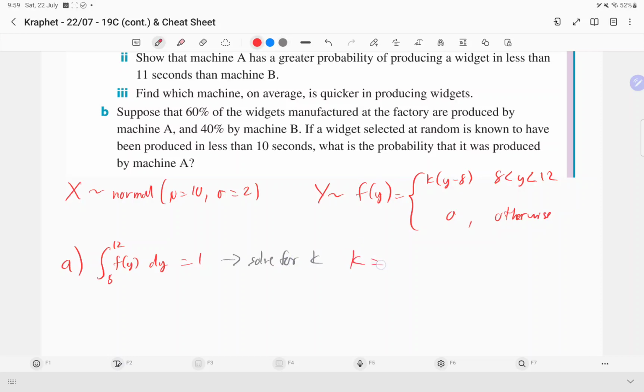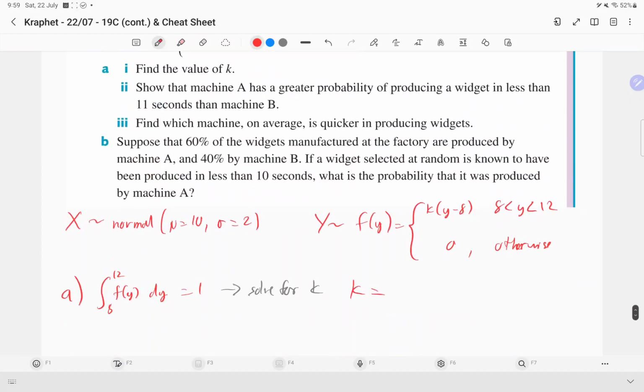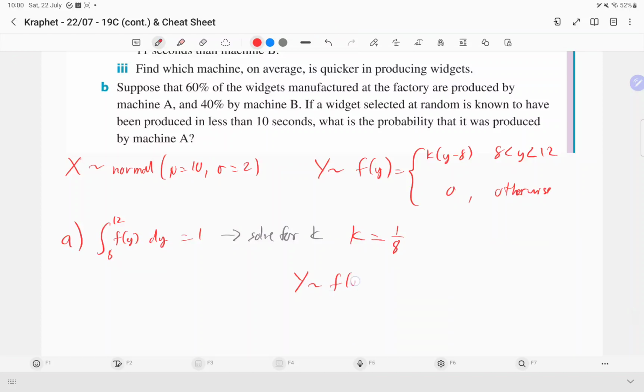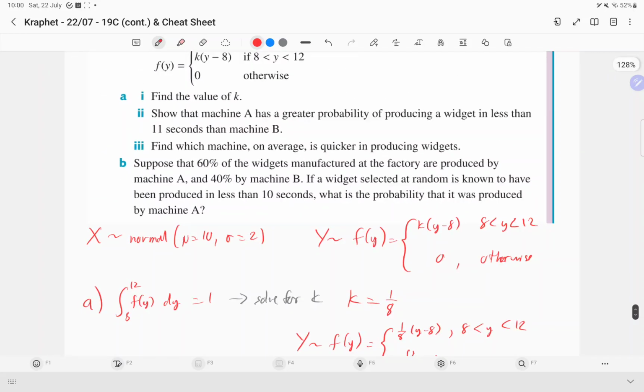Assuming you guys can do all of this, the answer for k in question 13 is 1/8. So now that we've got this, we can replace the k value in the Y distribution. f(y) equals 1/8 of (y minus 8) from 8 to 12, and 0 otherwise. Okay. A2: show that machine A has a greater probability of producing a widget that is less than 11 seconds than machine B. What are we doing here, Peter?